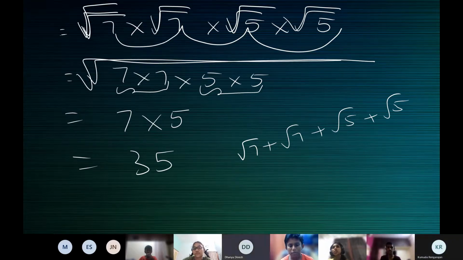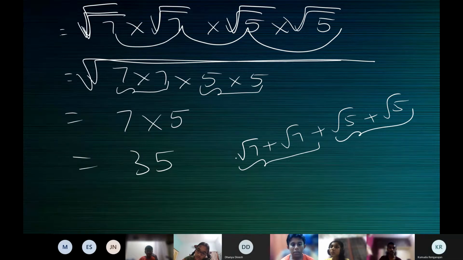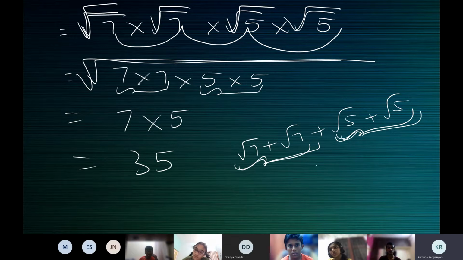Ma'am, 2 root 7 plus 2 root 5, ma'am. Addition and subtraction can be performed only on like surds. So these two are like surds, these two are like surds. So we can perform addition or subtraction only on like surds. Now this is 1 root 7 and this is 1 root 7. So 1 plus 1 root 7, or 2 root 7.